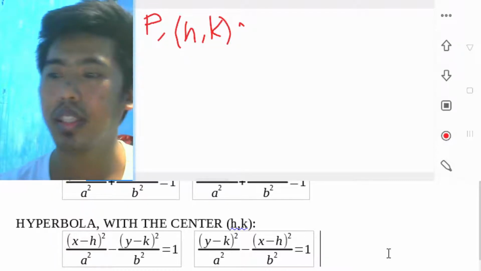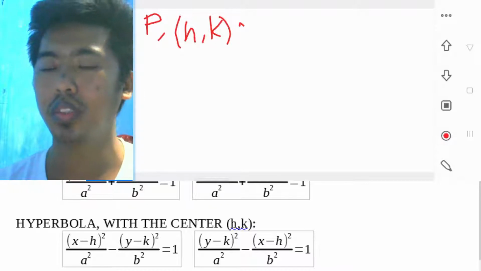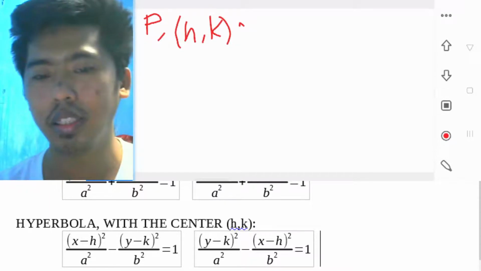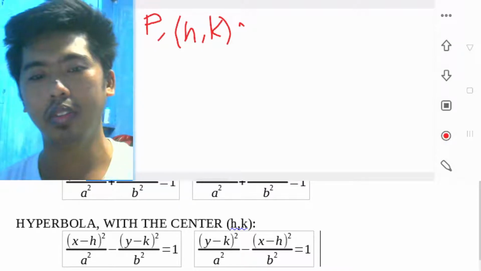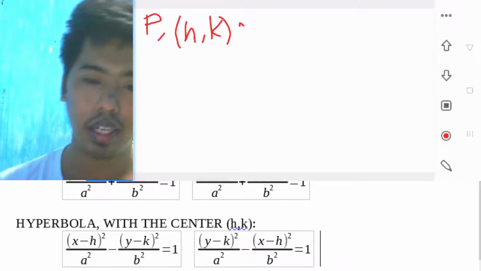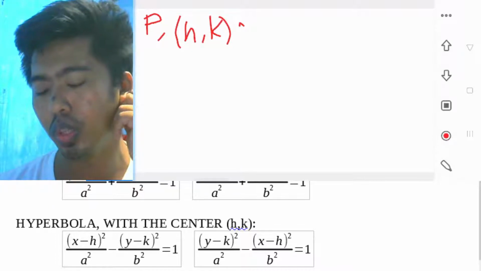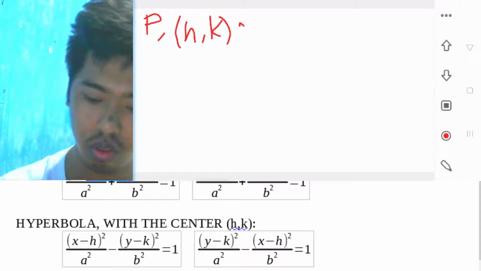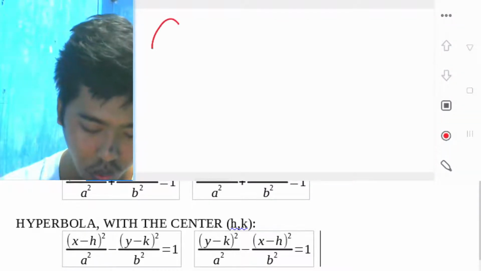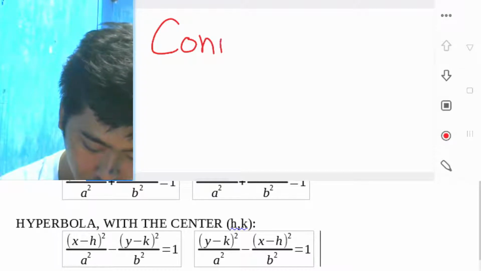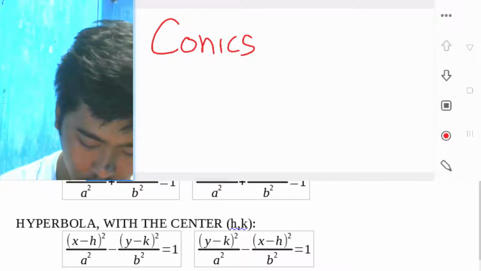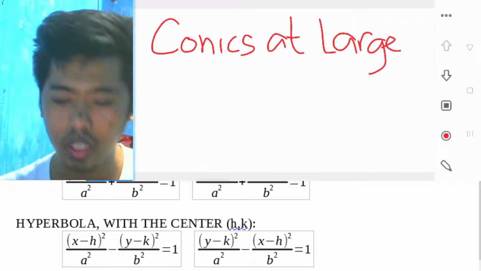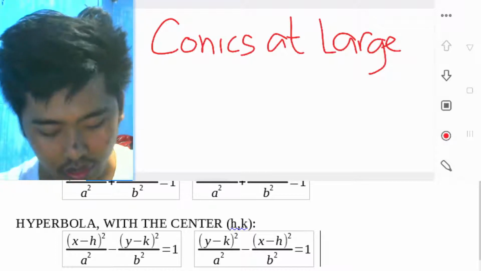So those are the things, the formulas that we discussed in regards to conics. We only touched on three, we did not touch the circle, since we are going to the nonlinear equation soon, as well as the linear equation. We are going to discuss that today. So as I put earlier, let us write our title here: conics at large. We will be discussing foci, directrices, as well as eccentricity.